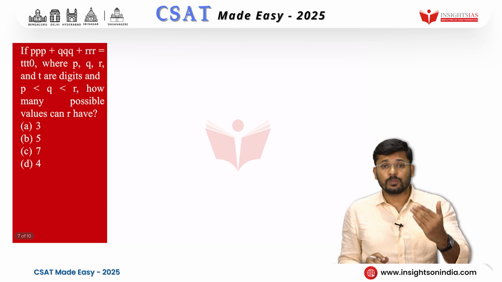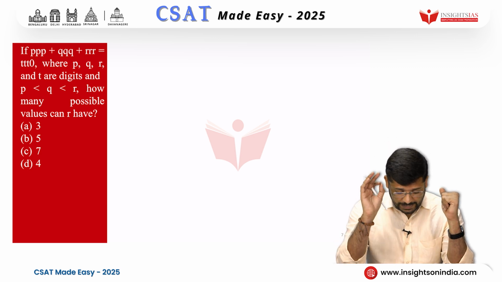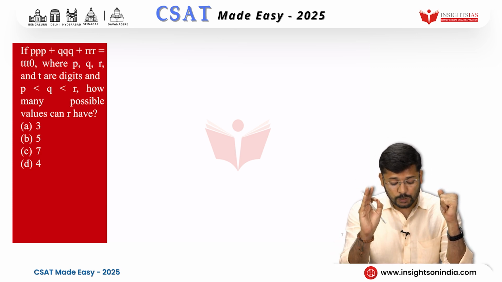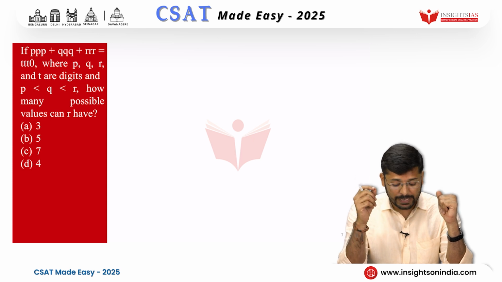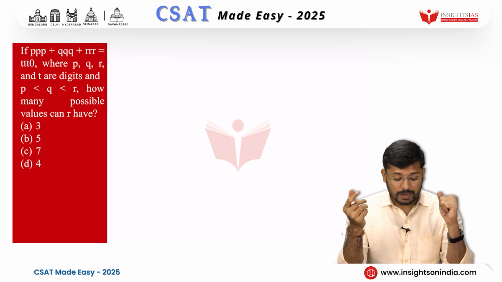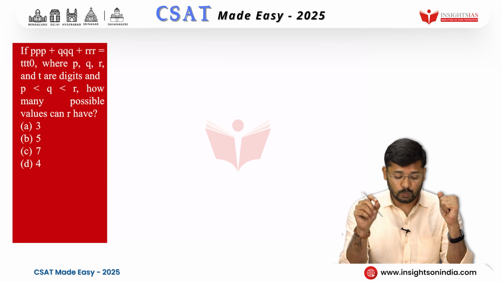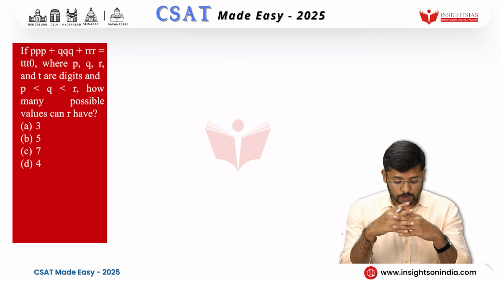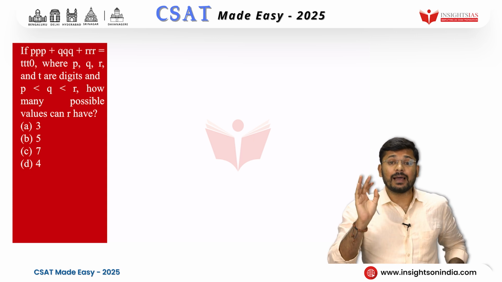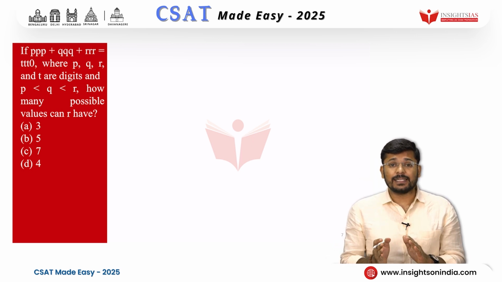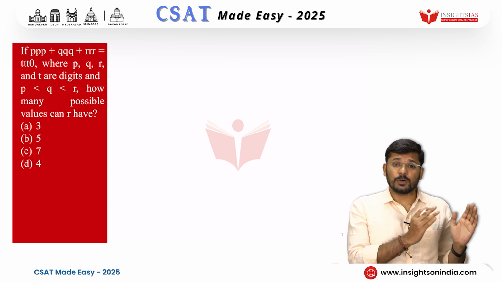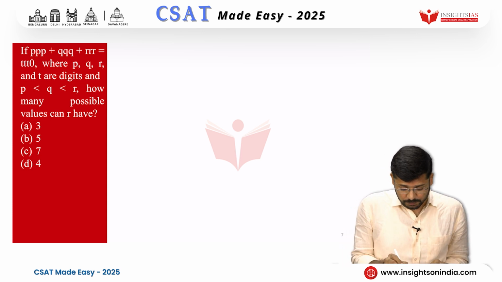Now let us go to a further advanced question. If triple P plus triple Q plus triple R is equal to TTT0, where P, Q, R and T are digits and P is less than Q is less than R, how many possible values can R have? Now this looks very difficult, however this is exactly similar to the previous problem. I will tell you how.